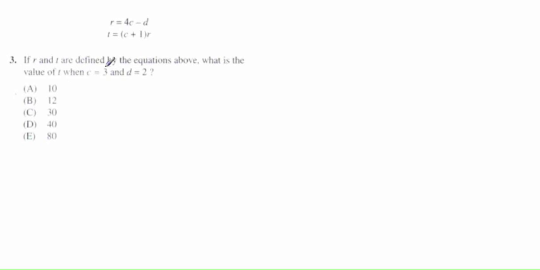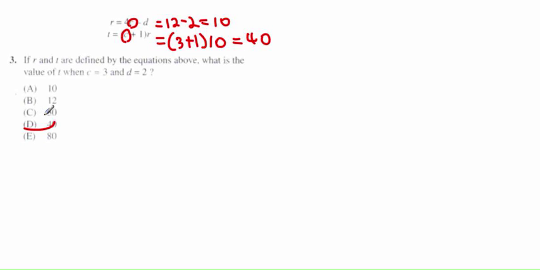Number 3. If R and T are defined by the equations above, what is the value of T when C is equal to 3? So C is equal to 3, meaning right over here, and T is equal to 2. Then we get 12 minus 2, which is equal to 10. And then here, C was equal to 3, so we end up getting 3 plus 1 times R, which we calculated to be 10, that's equal to 40. Therefore, the value of T is equal to 40 over here.